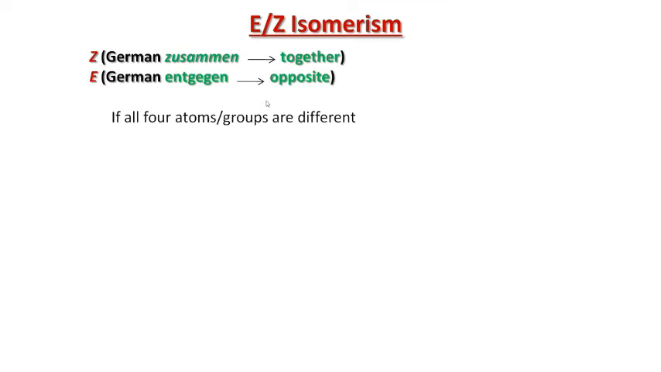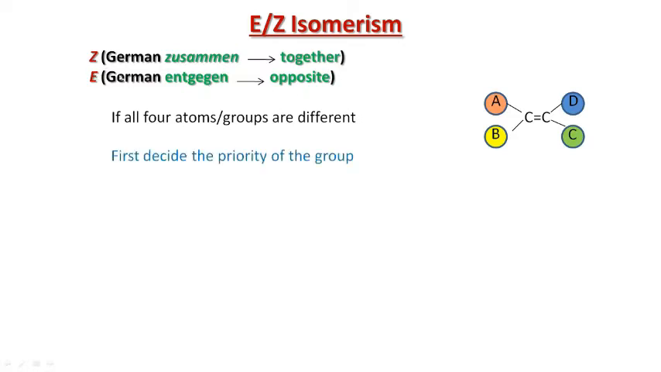When all the four atoms or groups attached to the double bonded carbon atoms are different, then the isomers are represented by E or Z. E and Z are derived from the German words zusammen, which means together, and entgegen, which means opposite. To designate the molecule as E or Z, one has to decide the priority of the groups attached to each carbon, and to decide the priority the Cahn-Ingold-Prelog sequence is followed.